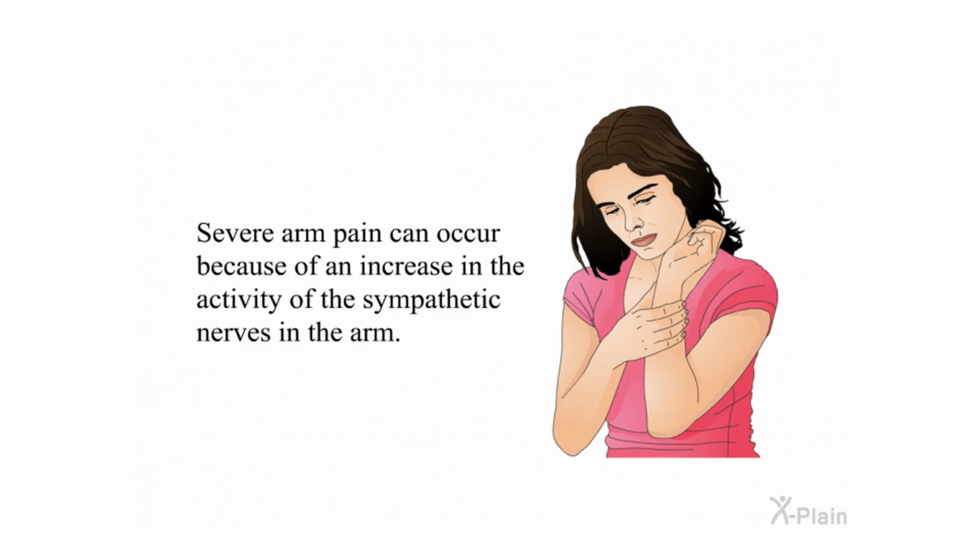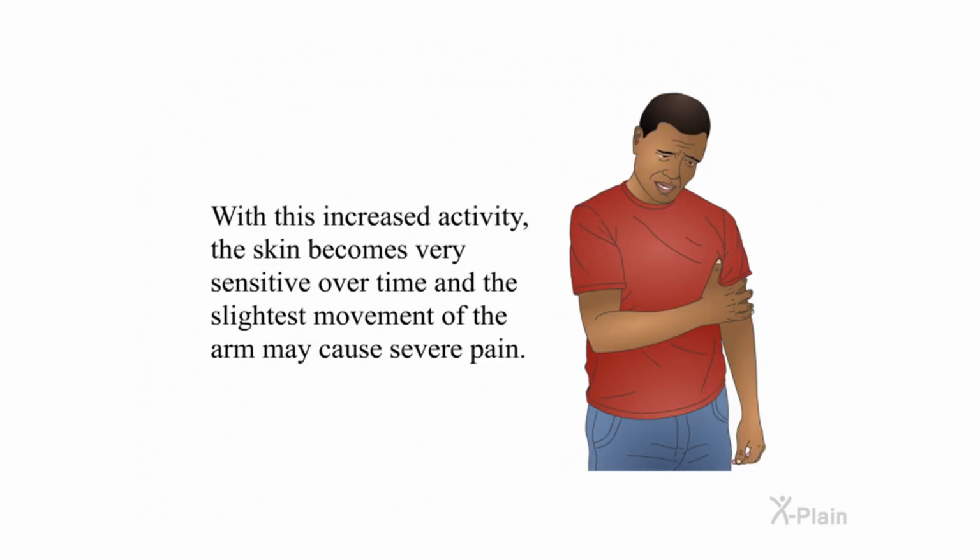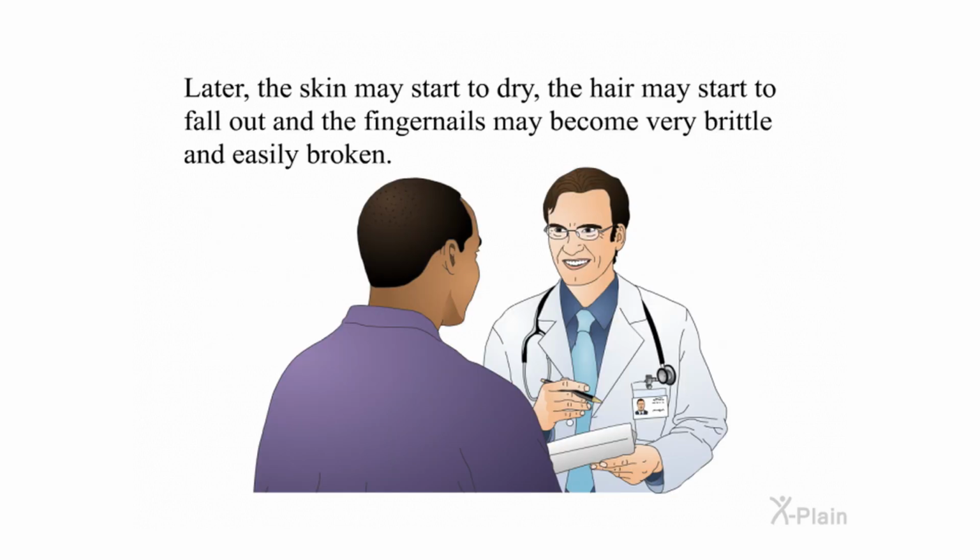Symptoms and their causes. Severe arm pain can occur because of an increase in the activity of the sympathetic nerves in the arm. With this increased activity, the skin becomes very sensitive over time, and the slightest movement of the arm may cause severe pain. Later, the skin may start to dry. The hair may start to fall out, and the fingernails may become very brittle and easily broken.